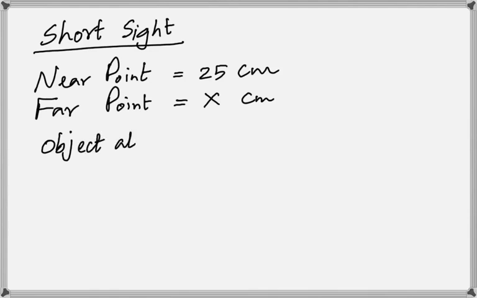Therefore, when they keep the object at, they can only see up to X centimeters, okay? Like, let's say 100 centimeters. So if you want them to see up to infinity, what should you do? They should wear contact lenses or concave lenses. That's what I was about to say. So what does the concave lens do?